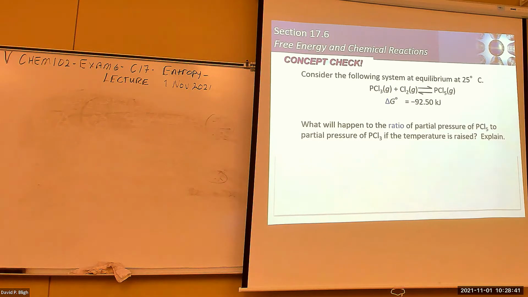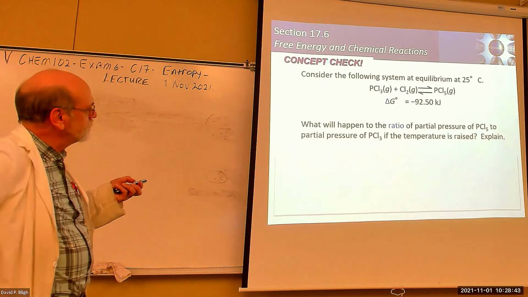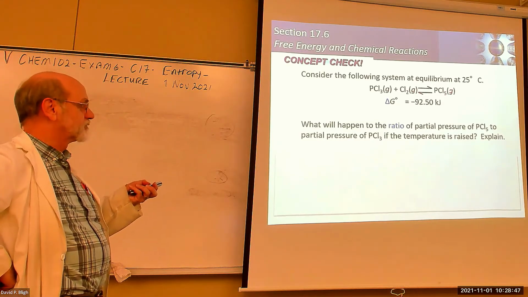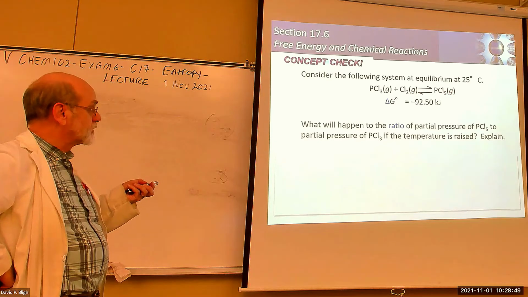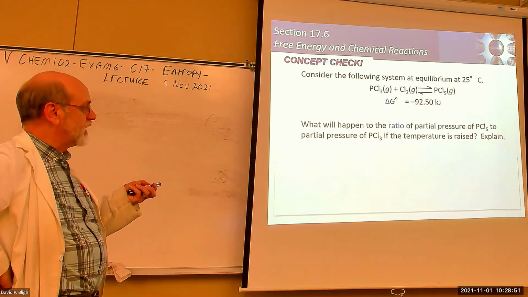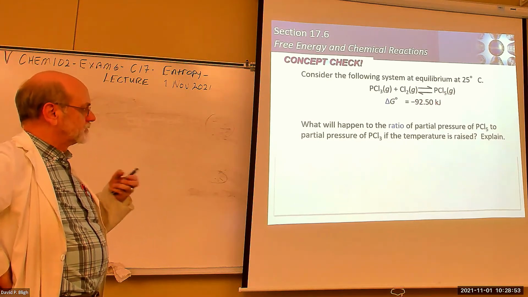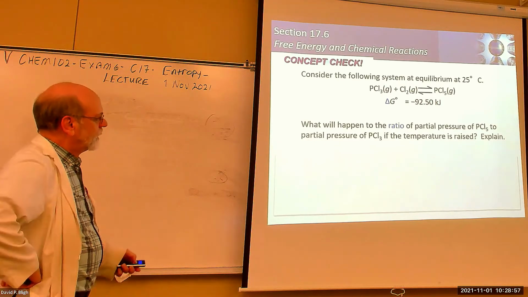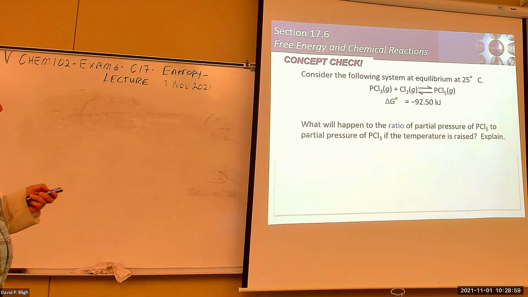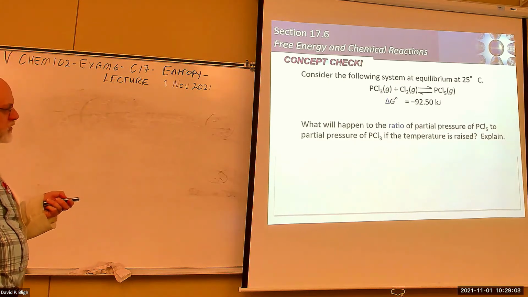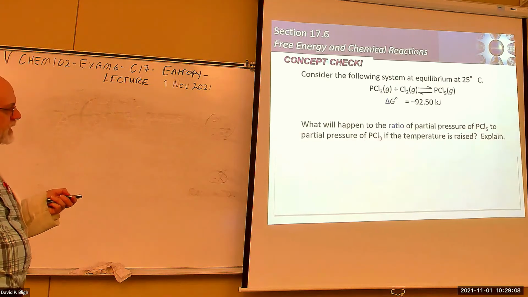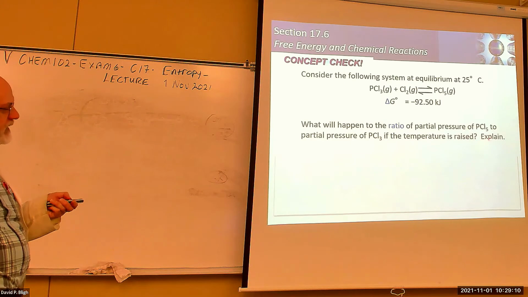So let's consider this system. PCl3 gas plus Cl2 gas yields PCl5 gas. And the delta G is given as minus 92.5 kilojoules for that reaction. Okay, the question is, these are all gases. So what will happen to the ratio of partial pressures of PCl5 to the partial pressure of PCl3 if the temperature is raised?